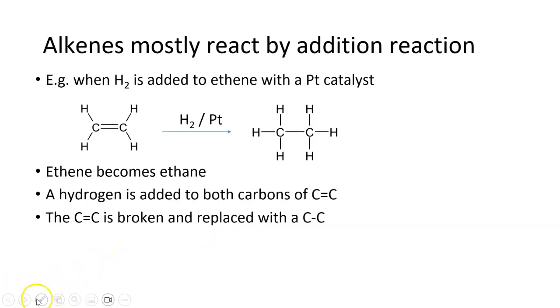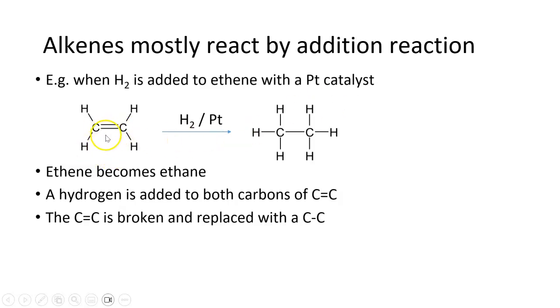This video is about the reaction type called addition. Addition is what happens when you add two groups to an alkene molecule. Alkenes mostly react by the addition reaction. For example, when H2 is added to ethene, this is ethene here, with a platinum catalyst. A catalyst just makes a reaction go faster.